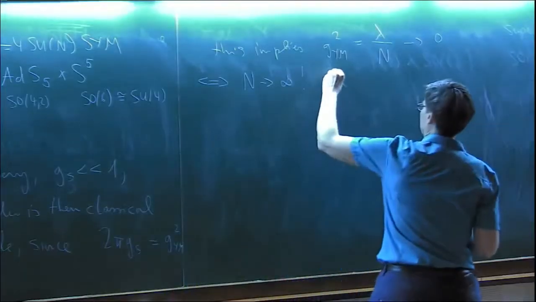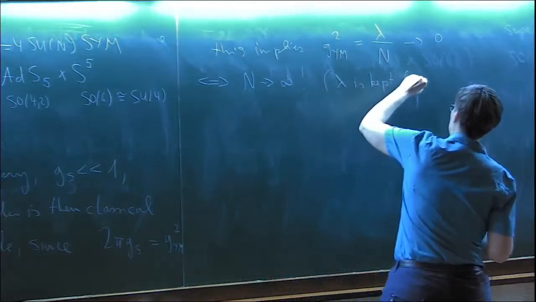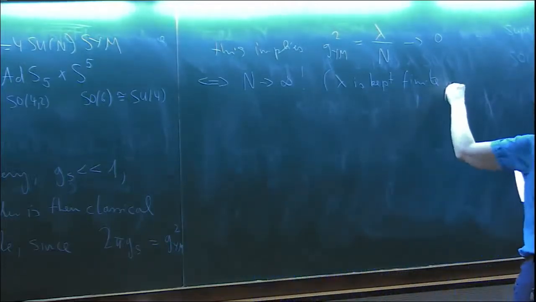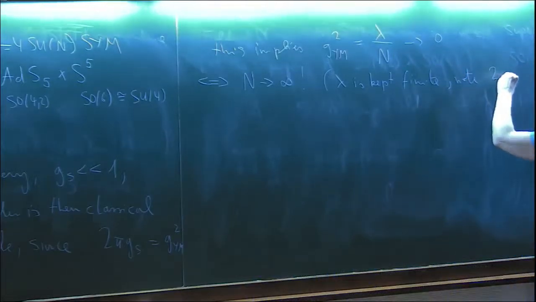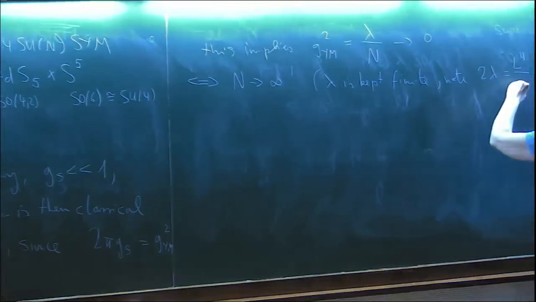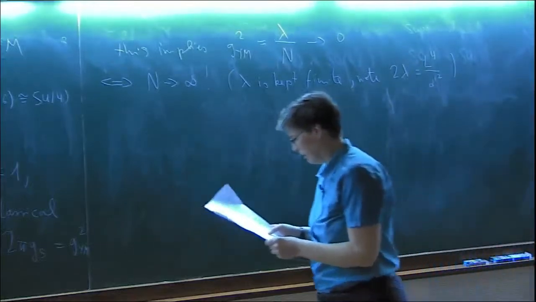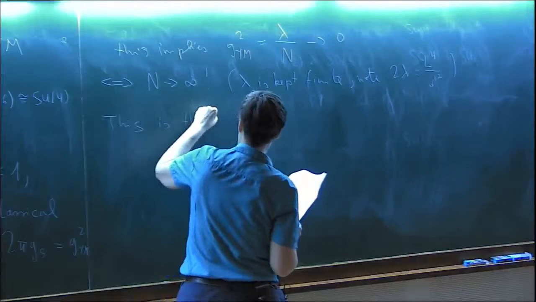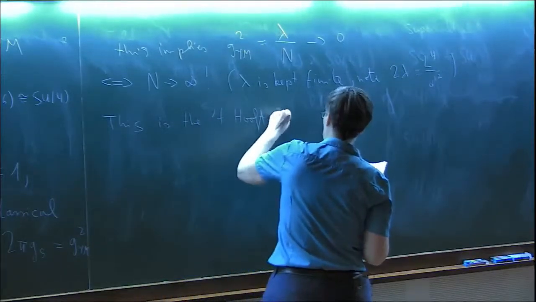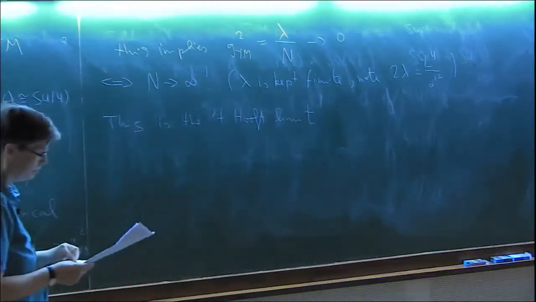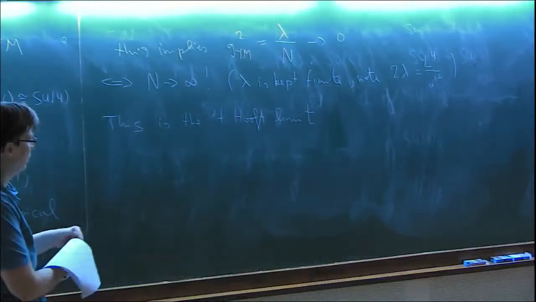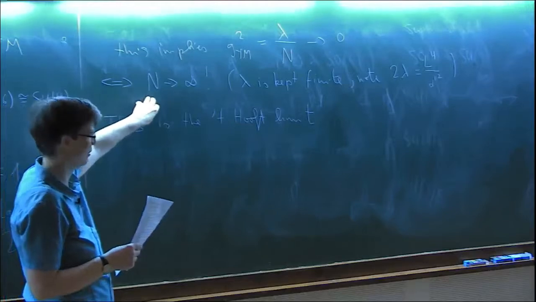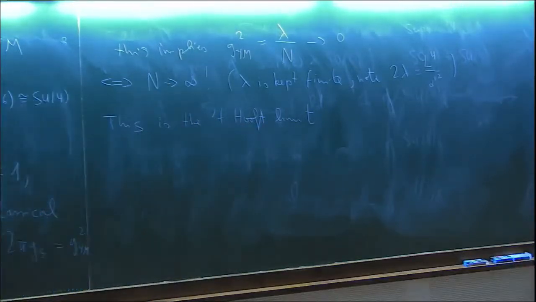Let me stress that lambda is kept finite. I also discussed yesterday that actually 2 lambda will be L to the 4th over alpha prime squared. This limit is the limit which 't Hooft used for the large N theory, where only the planar diagrams contribute, and so we recover this here. Essentially, what you see here is that an expansion in 1 over N corresponds to an expansion in g_s.